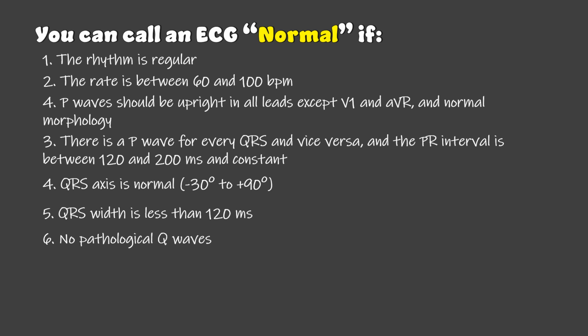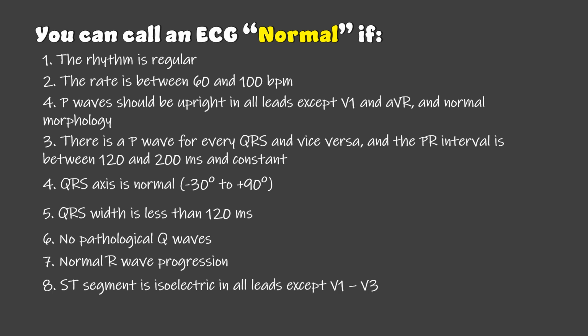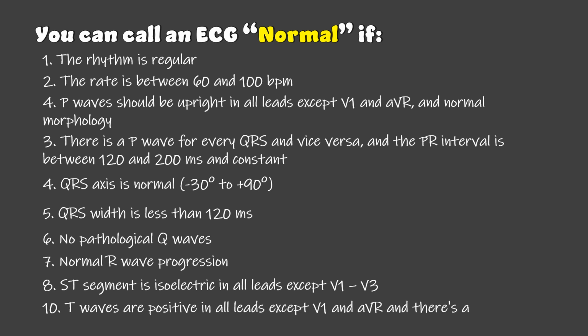There should be no pathological Q waves. So remember, that's a Q wave that's deep or wide relative to the QRS complex, but small Q waves are normal. There should be normal R wave progression. The ST segment should be isoelectric in all leads except leads V1 to V3. And the T waves should be positive in all leads except V1 and AVR, and there should be a normal QTC. So that summarizes the 10 points you should look for before calling an ECG normal.